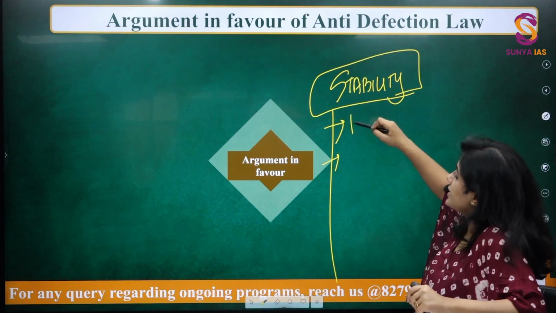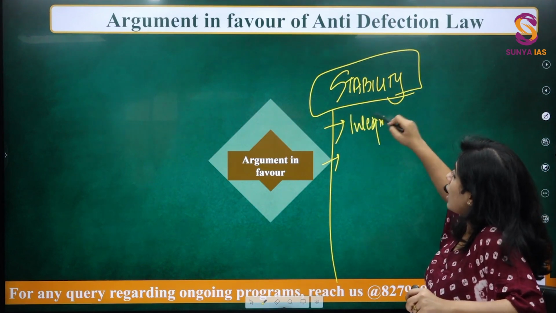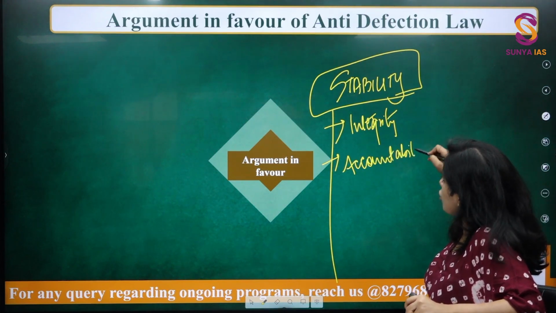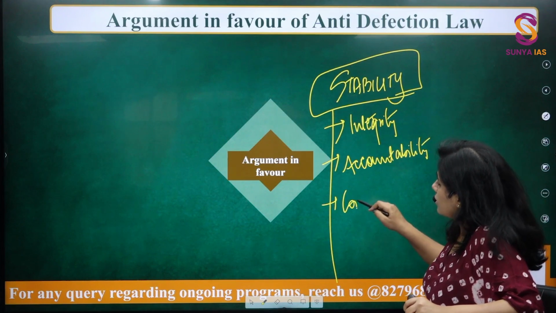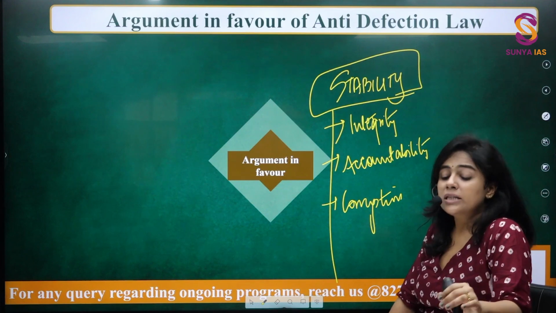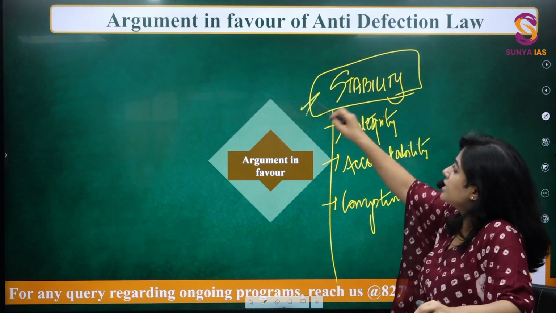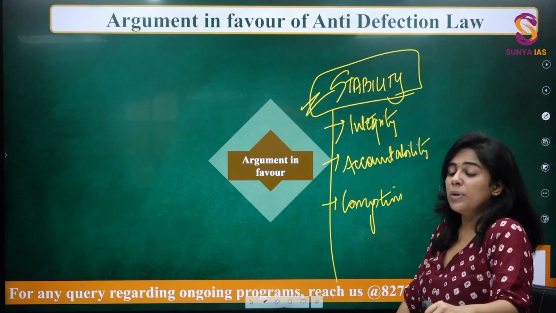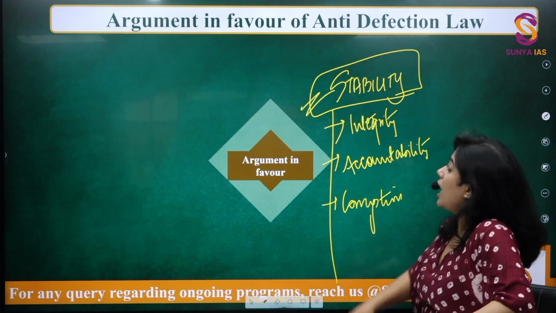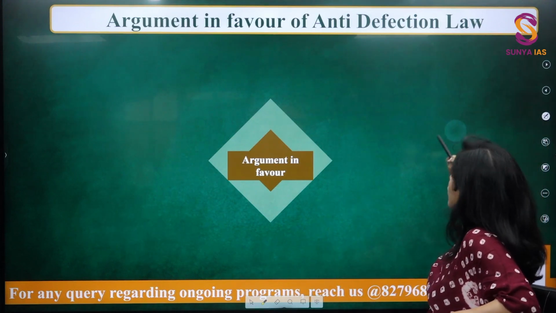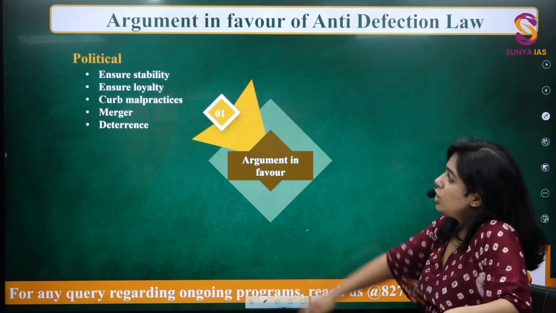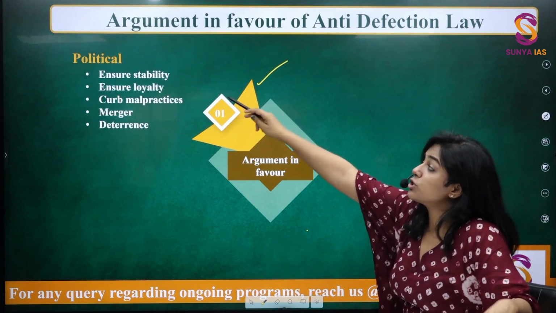It ensures integrity. It ensures accountability to the people. It ensures that corruption does not seep into the Indian political system. You can write whatever you want. The basic point is that there needs to be stability. If people are being encouraged to defect more and more, that will lead to the instability of the parliamentary democracy. So it ensures stability, it ensures loyalty.